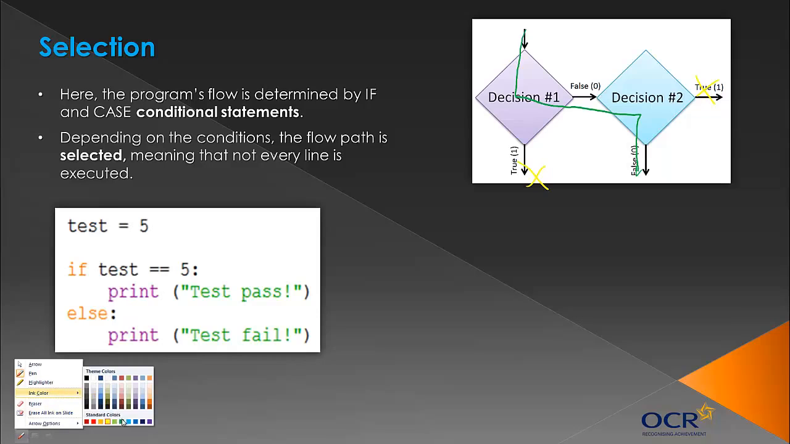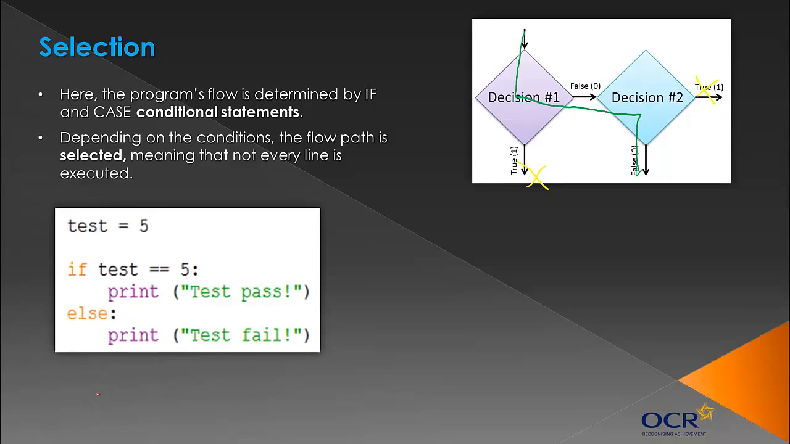And then if we've got our example here. Test equals 5, if test equals 5. So this is an example of an if statement, this is a case statement. If test equals 5, print test pass. So this bit runs because that's correct, that's true. But this bit never gets to run because it doesn't even look that far.